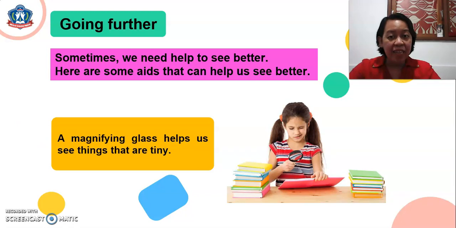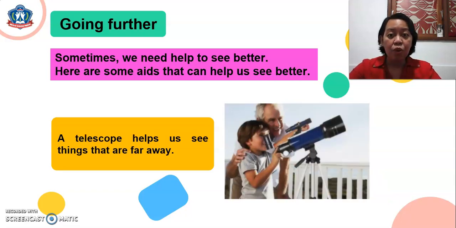A magnifying glass helps us see things that are tiny. Look at the picture of a girl here. She is using a magnifying glass so she can read the tiny words or tiny letters in the book. And a telescope helps us see things that are far away. Have you ever tried using a telescope, children?